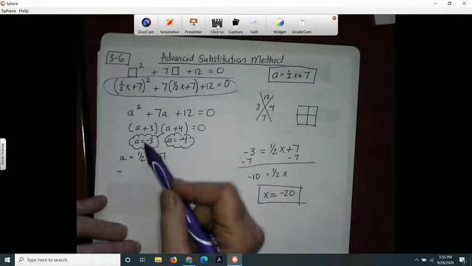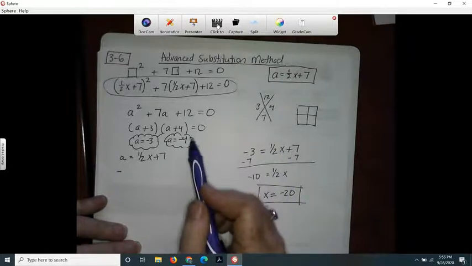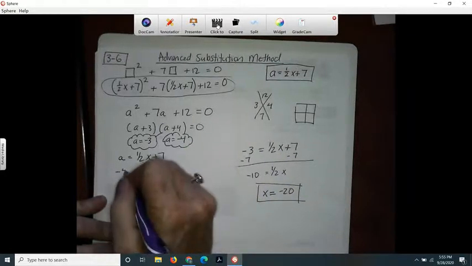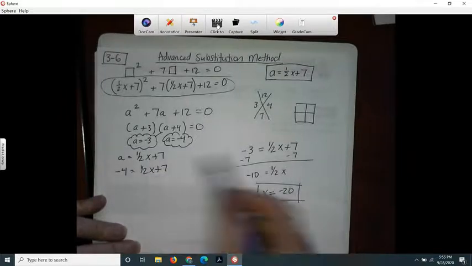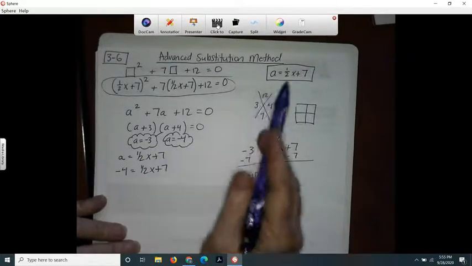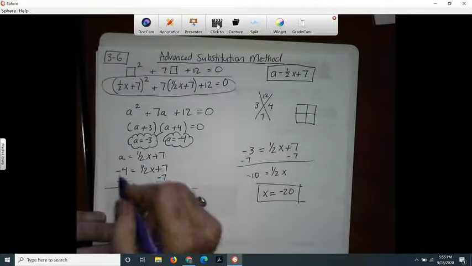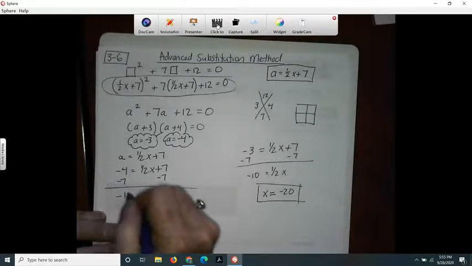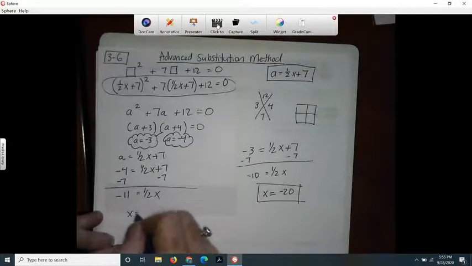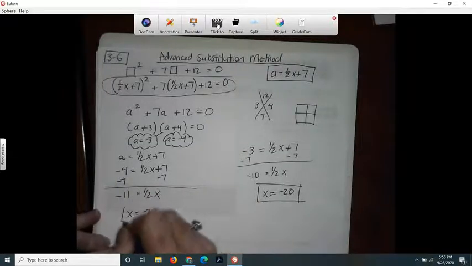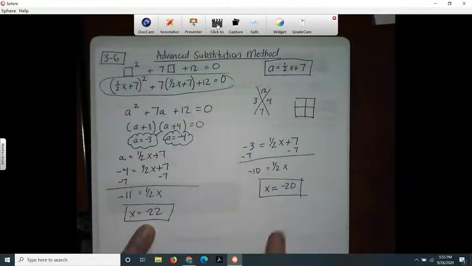So I found out that A was either negative 3, I already did that work over here, or negative 4. I'm going to plug the negative 4 in right here. Okay, so I have to do it twice because there's two A's for me to plug in right here. This is negative 11. If I multiply both sides by 2, I get X equals negative 22. So there's two answers. These are the two answers to this original equation.